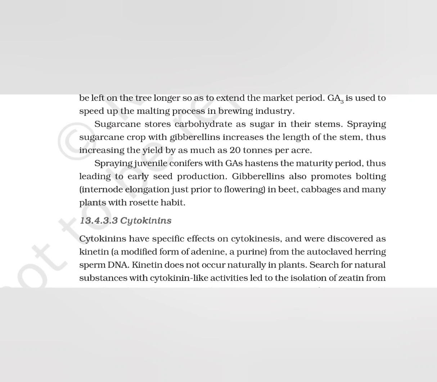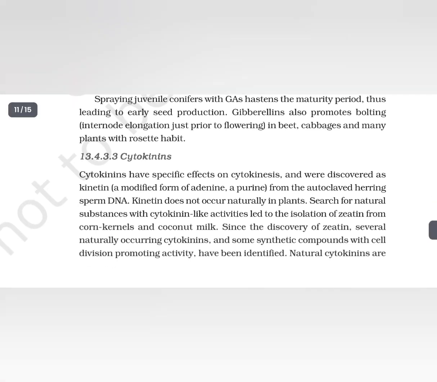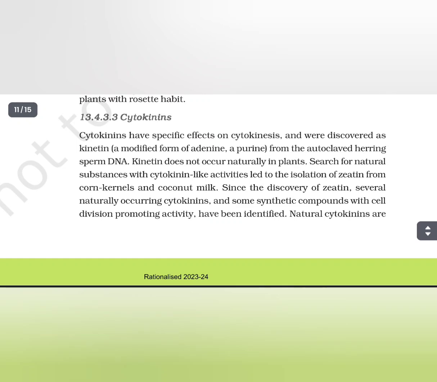Gibberellins also promote bolting, internode elongation just prior to flowering in beet, cabbages and many plants with rosette habit. Cytokinins. Cytokinins have specific effects on cytokinesis and were discovered as kinetin, a modified form of adenine, a purine, from the autoclaved herring sperm DNA. Kinetin does not occur naturally in plants.